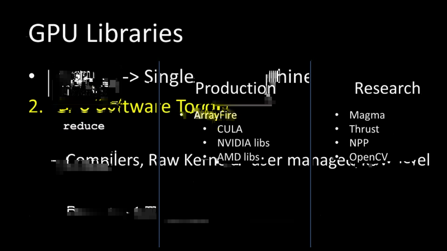When it comes to libraries, of which ArrayFire is one, in production there's a few of them that ArrayFire sits on top of. CULA, NVIDIA, and AMD all provide libraries for bits and pieces of BLAS and LAPACK, and ArrayFire sits on top of those to pull them all together and make them interface well. When it comes to research projects, things of interest are Magma, Thrust, the NPP project from NVIDIA, which is growing in function set very rapidly. OpenCV has a side project which is starting to integrate the GPU, and there are others.